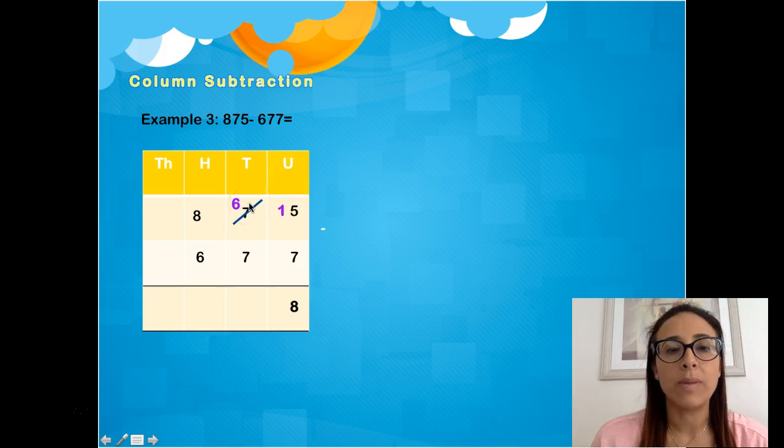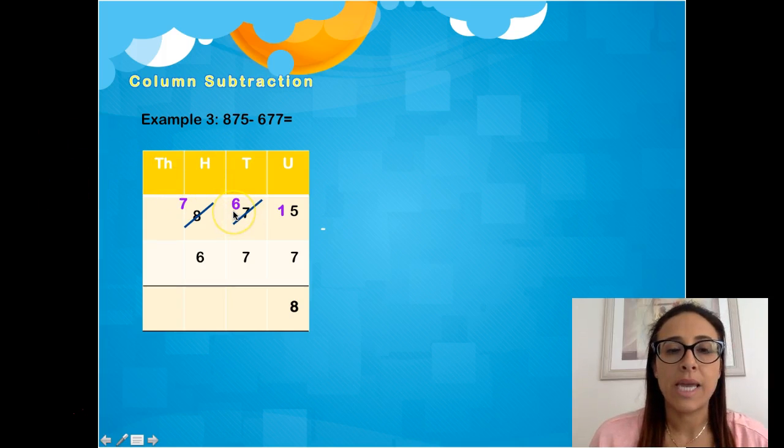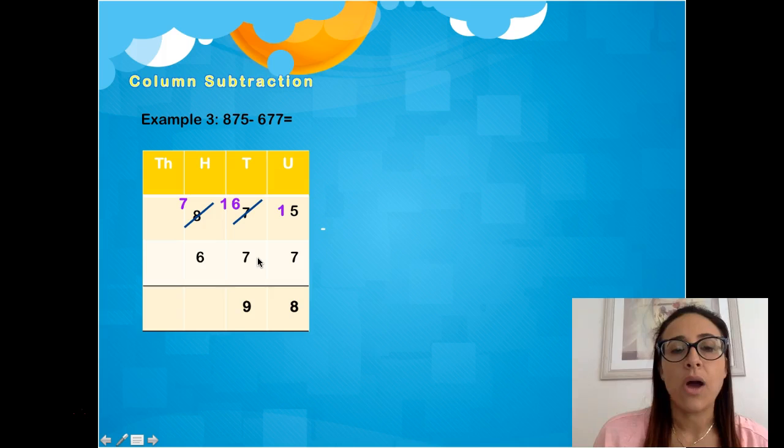Again, we have a problem in the tens column because 6 is smaller than 7, so we need to borrow from the hundreds column. We need to cross out the 8 and make it 1 less, which is 7, and then we need to give the 1 that we took away from the hundreds column to our tens column to make that number 6 change to 16. 16 minus 7 is 9.